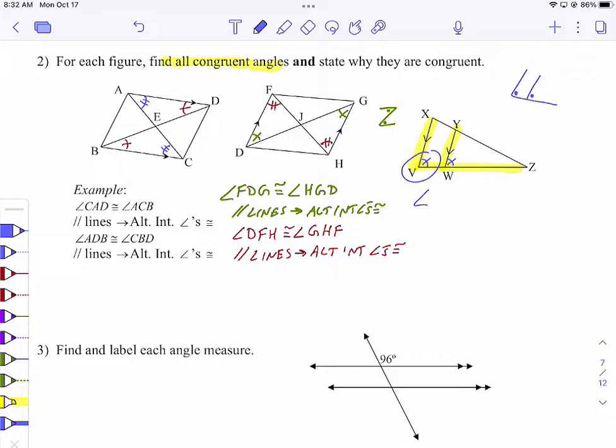If somebody said angle V, is there any other angle that could be V? No. If you want to be safe, use 3 letters, but you could just say V. I'll say XVZ, but you could call this one angle V. Could you call this one angle W?